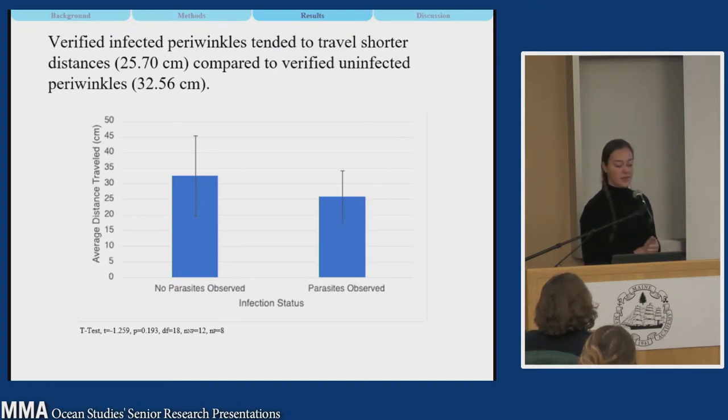I had similar results with the periwinkles that were found to be infected versus uninfected. The periwinkles that were uninfected had traveled greater distances than the periwinkles that were infected with the trematodes. The infected periwinkles only traveled 25.7 centimeters on average, and the uninfected periwinkles traveled 32.56 centimeters. Again, when I ran a t-test through SPSS, they didn't have a significant difference, but if I had more individuals, then I could have had a significant difference, because there is this trend that the periwinkles that are infected travel shorter distances than the periwinkles that are uninfected.